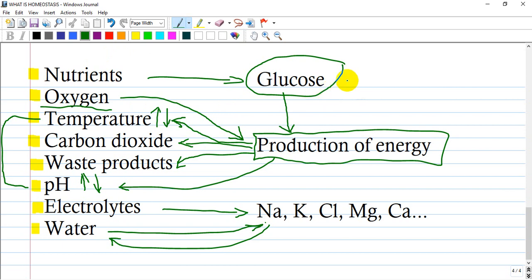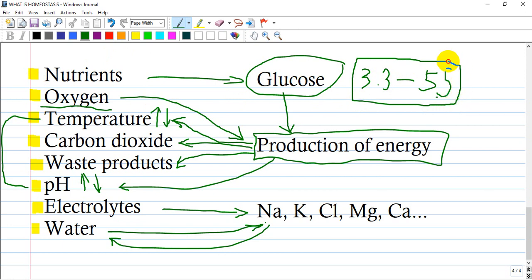It is maintained in the body in a range of 3.3 to 5.5, a very close range, and it is usually maintained by many mechanisms, like increasing production or decreasing it by deposition. Oxygen is used for oxidoreduction processes and of course production of energy.